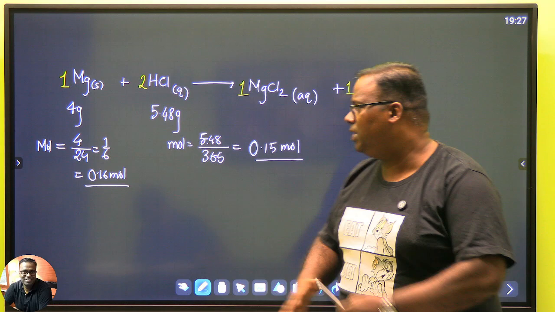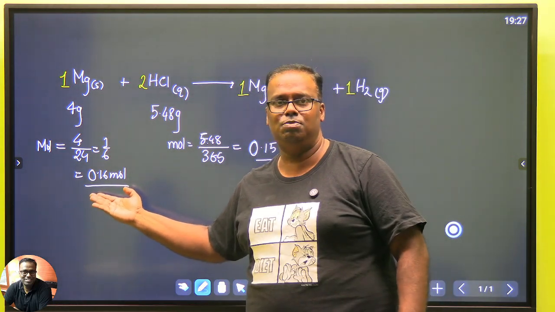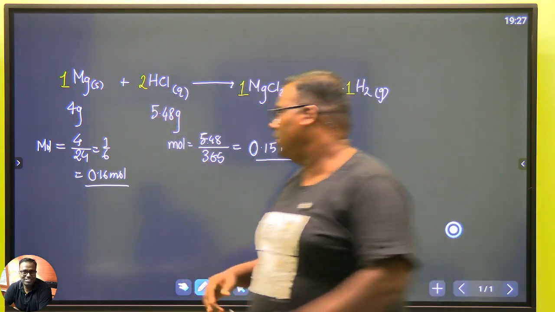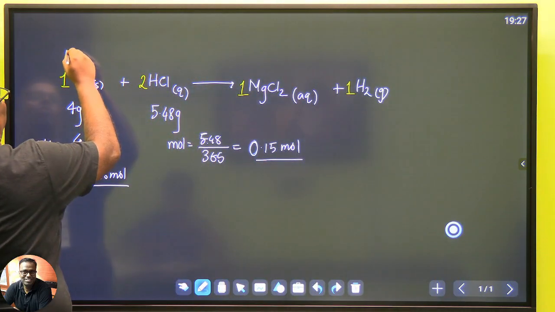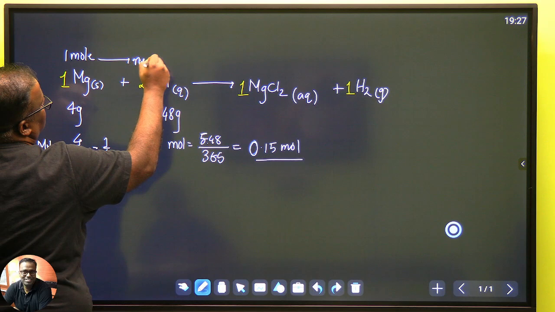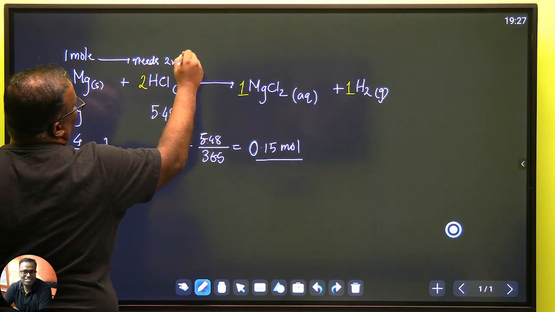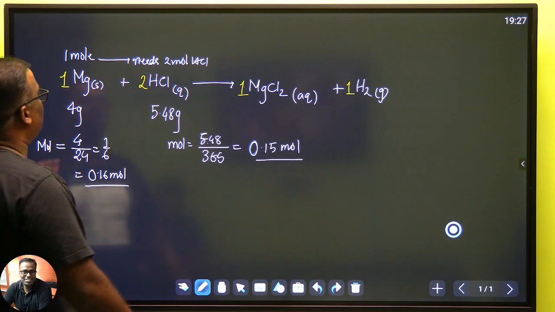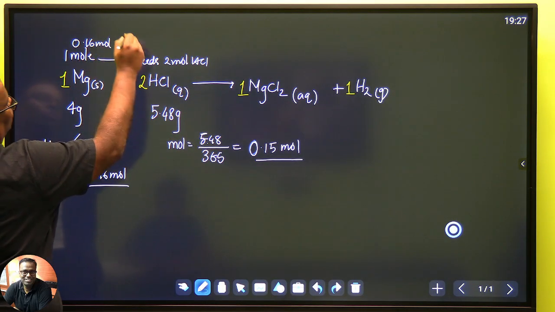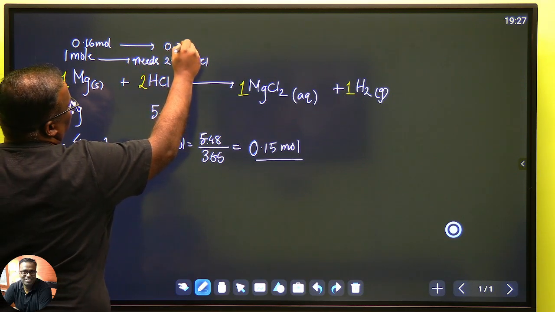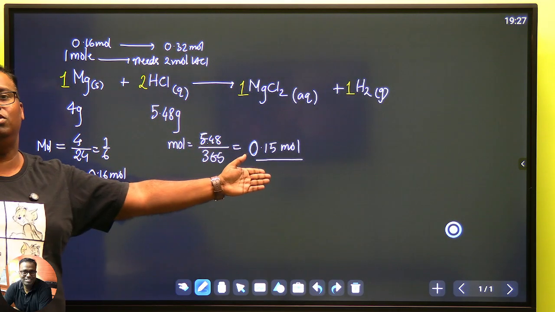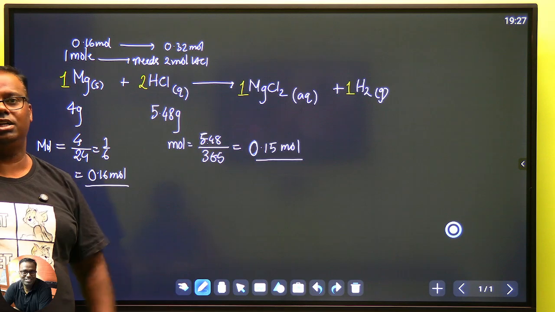Or else you look at it from the magnesium side, beta. You have 0.16 magnesium. 1 mole needs 2 moles of HCl. आपके पास 0.16 मोल है, तो आपको कितना HCl चाहिए? 0.32 moles HCl चाहिए ना, सिंपल सी बात. But how much are you having? Only 0.15. So this is the limiting reactant.